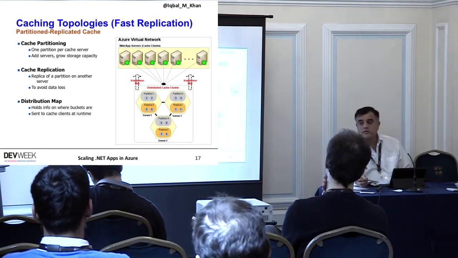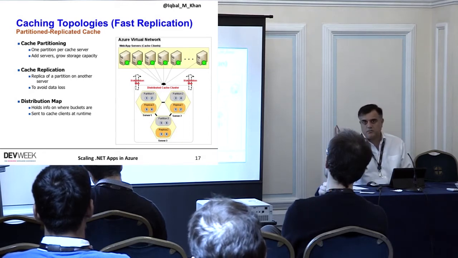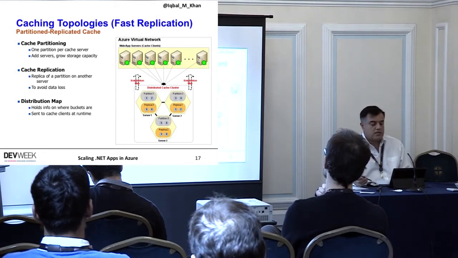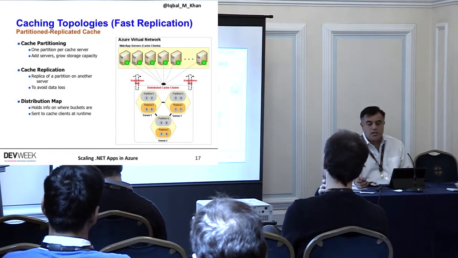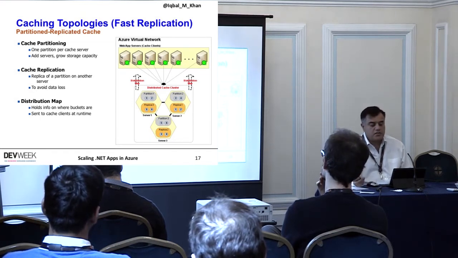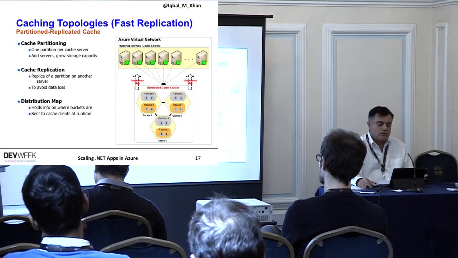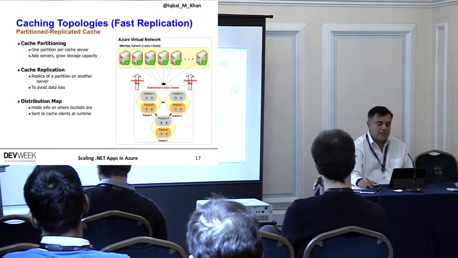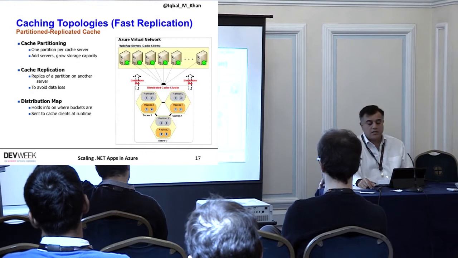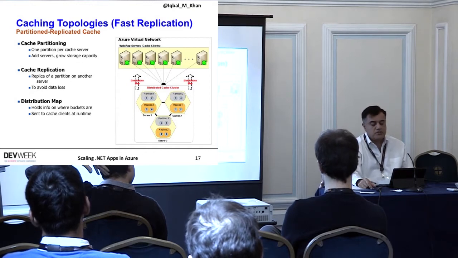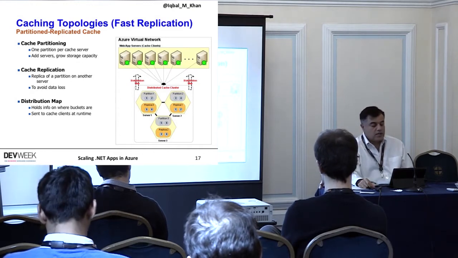Okay, now the other part, and that's the part that you talked about, is replication and what else. So caching topologies is a term that determines how the data is structured, where is it stored, how the clients connect to the cache, which servers they connect to.